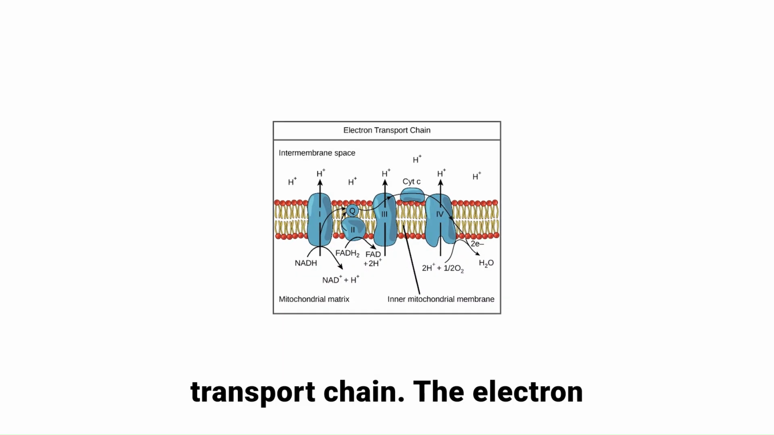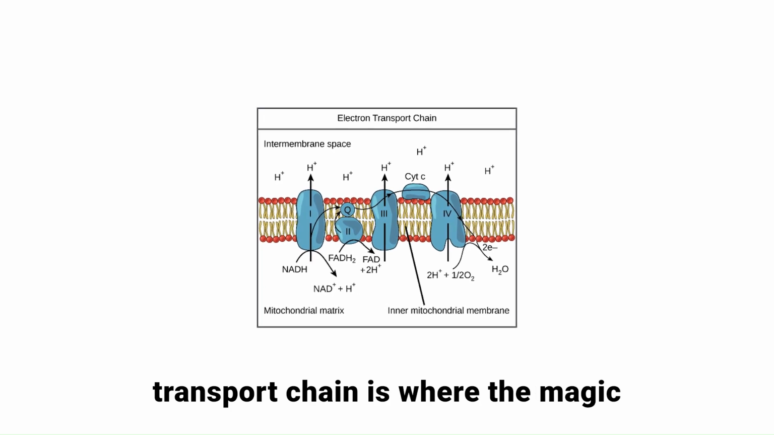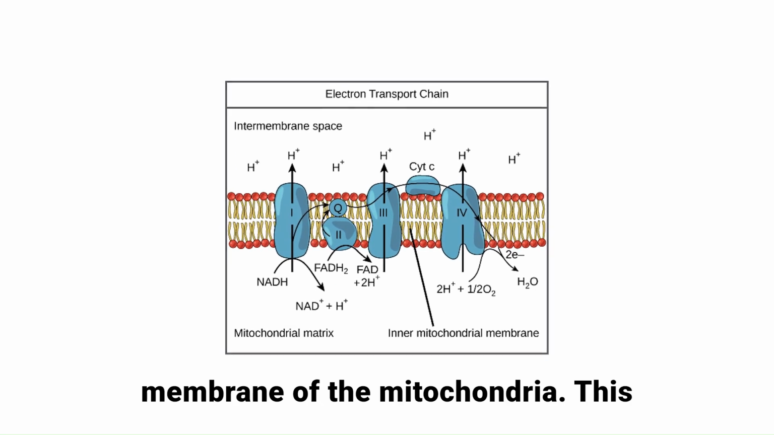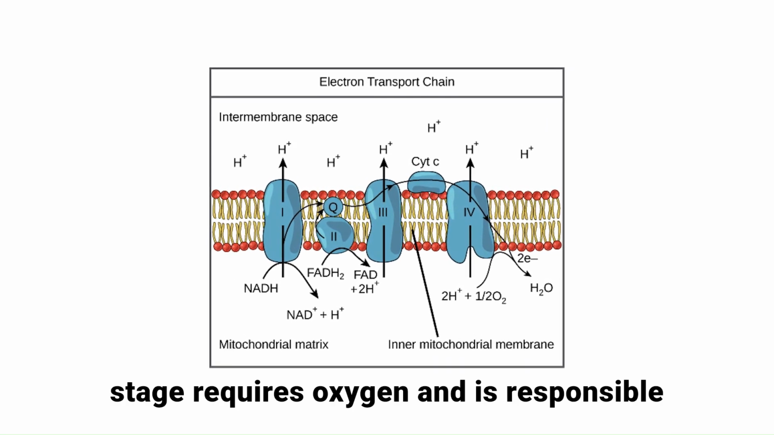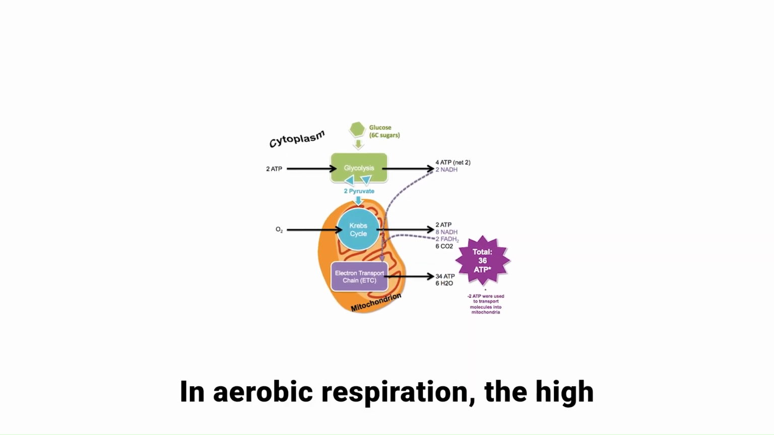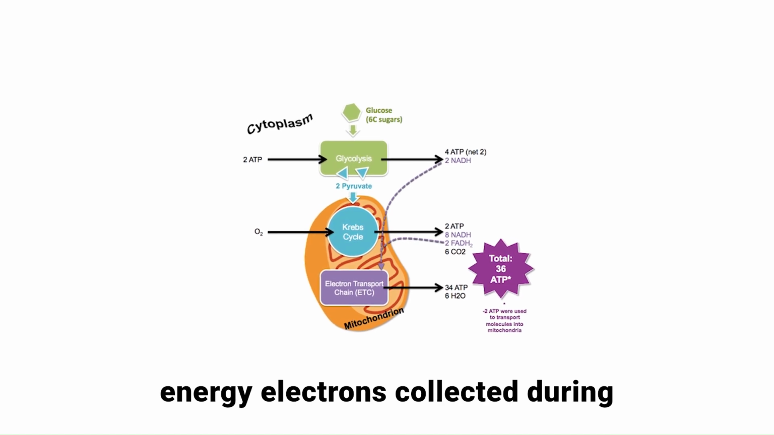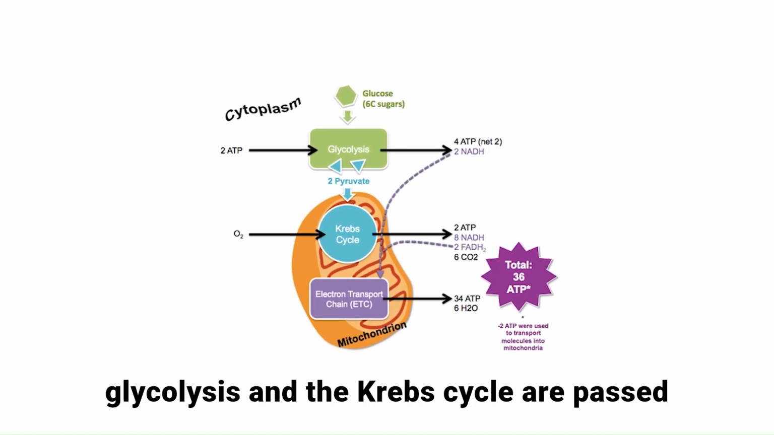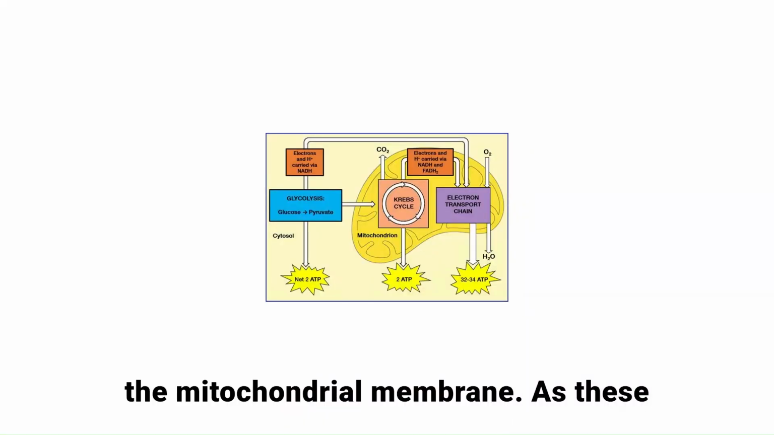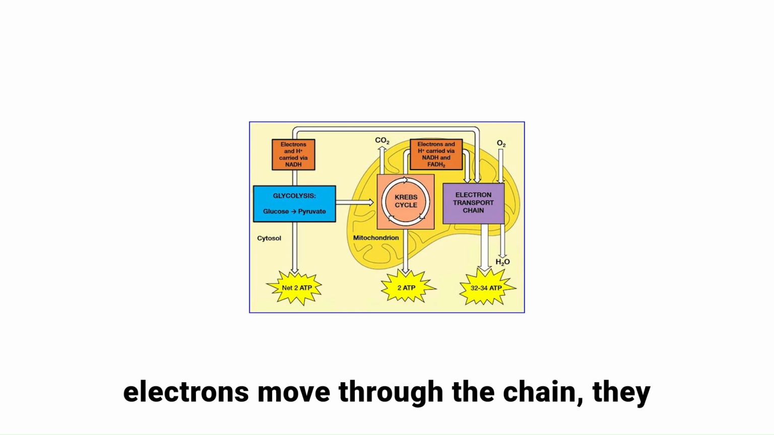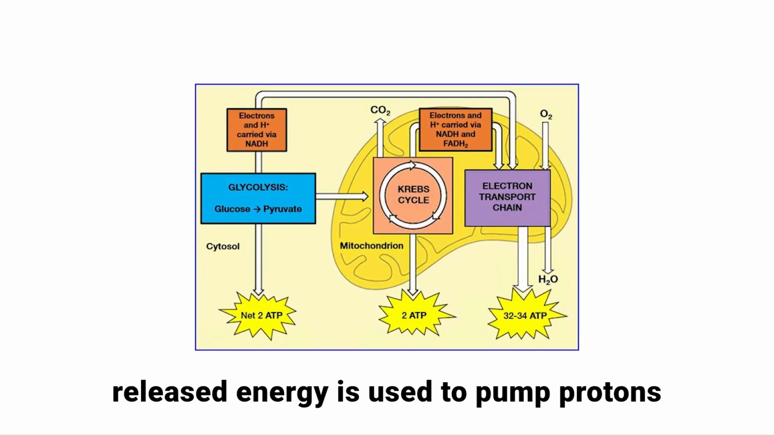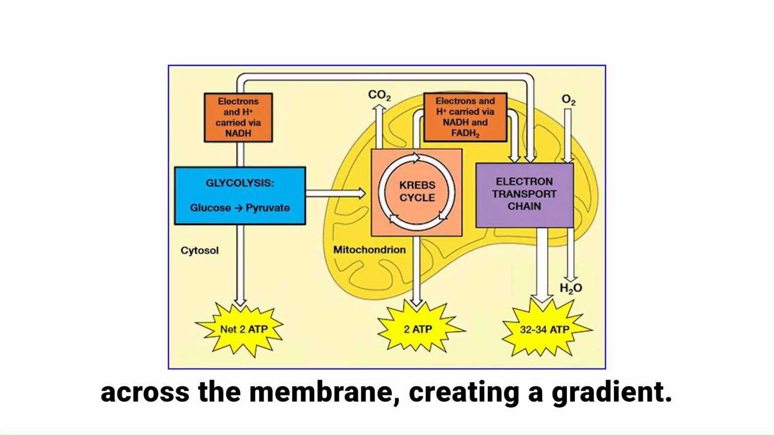The electron transport chain is where the magic happens. It is located on the inner membrane of the mitochondria. This stage requires oxygen and is responsible for producing the majority of the ATP in aerobic respiration. The high-energy electrons collected during glycolysis and the Krebs cycle are passed through a chain of proteins embedded in the mitochondrial membrane. As these electrons move through the chain, they lose energy in steps. This released energy is used to pump protons across the membrane, creating a gradient.